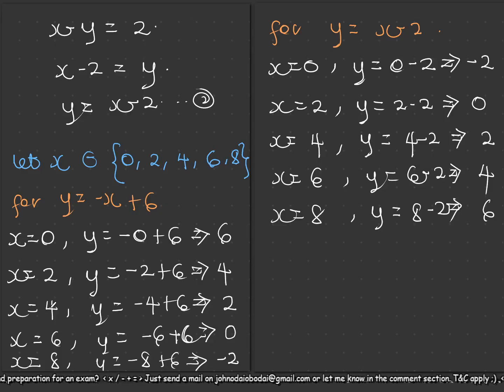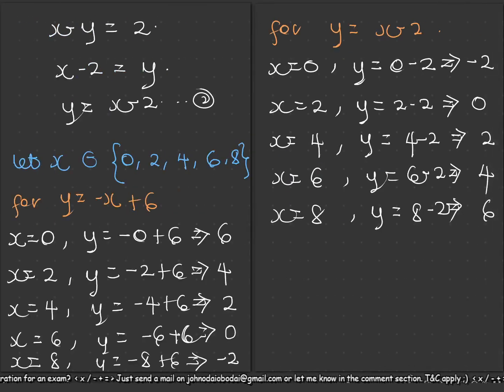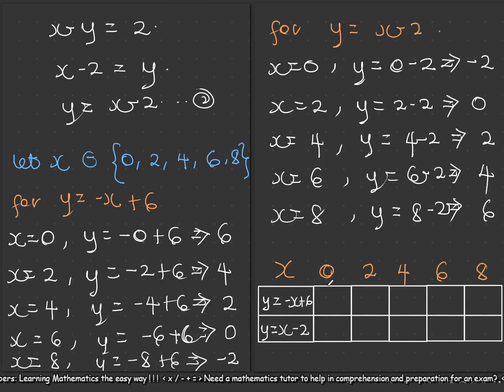You see? So now that we are done with this set of points, it now says we should draw a table for each equation with your x and y values. Okay, so let's come here and then draw a table. So in drawing my table, I'll just do this simple thing here. You see, all you need to do is take note of your points, right? So for the first one, I would have my set of points for the first equation. That is negative x plus 6.